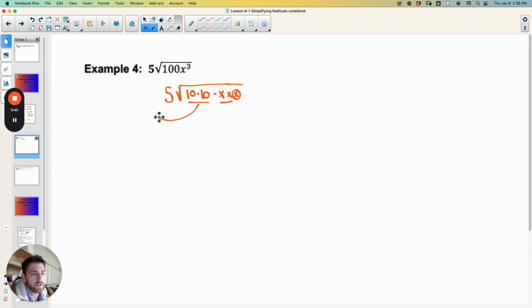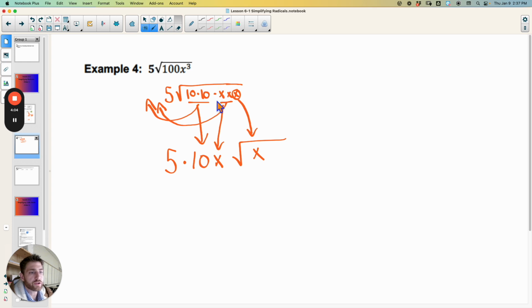So I'm going to pull a 10 out, so 1 10 for every pair, and 1 x for every pair of x's. So I already have a 5 on the outside. So I'll write the 10 that I pulled out, so that's this 10 here, and then the x that I pulled out, so that's this x here, on the root of this x that's left on the inside. So the square root of x times x is just x. The square root of 10 times 10, or the square root of 100, is 10. And then you have to simplify. So 5 times 10 is 50, and bring the x down, and you're left with root x.